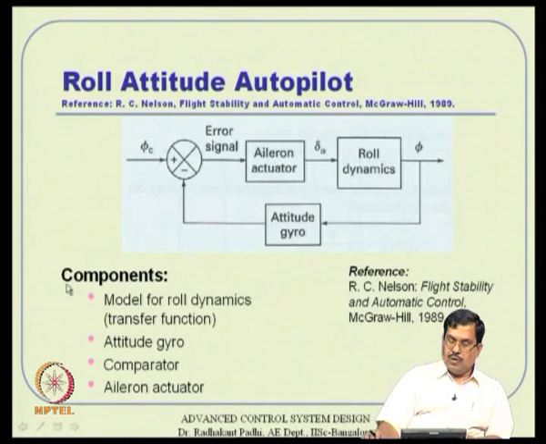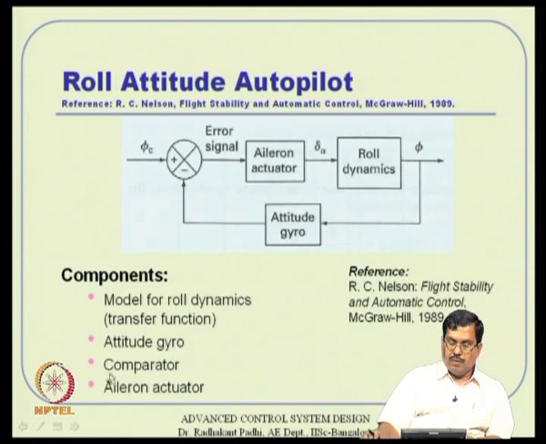Okay. All right. Now the components of this, as you see here in the block diagram, we have a model for the roll dynamics, which is kind of important here. Based on that model we do several things; we can analyze, and we can tune the gains. This gain tuning will depend on this transfer function, because the closed loop transfer function will be this transfer function times that transfer function. So obviously this transfer function plays a role while tuning the gains.